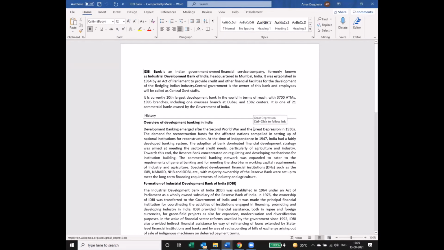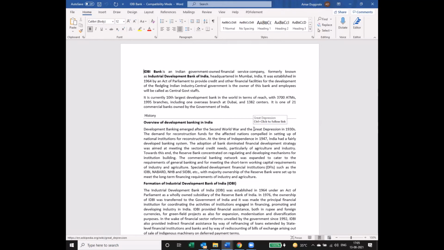So IDBI Bank is an Indian government-owned financial service company. Earlier, it was the erstwhile Industrial Development Bank of India, which was earlier headquartered in Mumbai, and it was also created by an Act of Parliament in 1964. The Act of Parliament was the Industrial Development Bank of India Act, 1964, and the institution was a statutory institution created, managed, and owned by the central government. Central government held all 100% shares of this company initially.